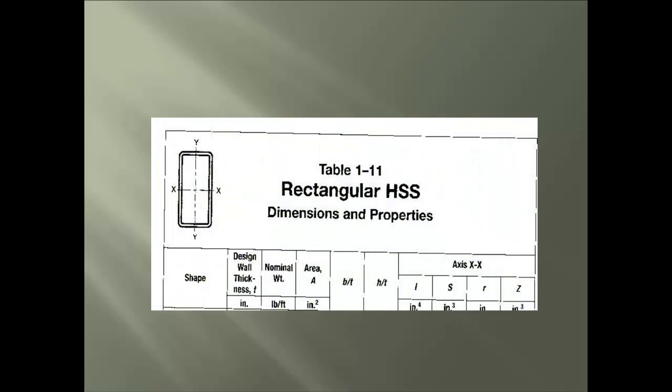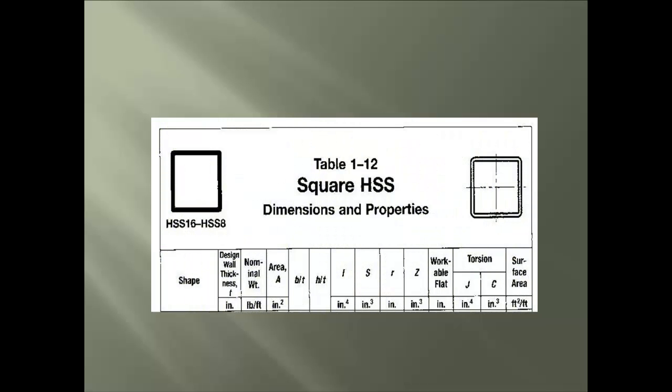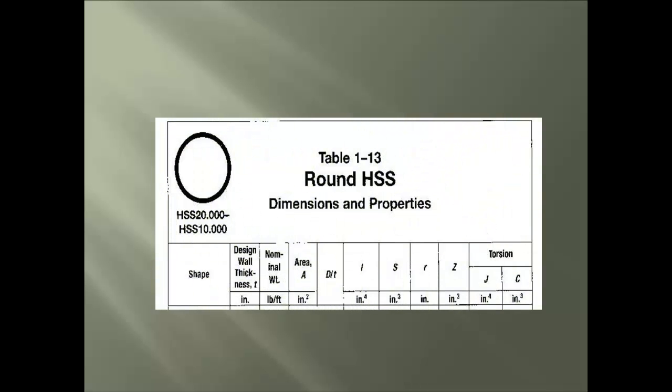We bring an often misunderstood abbreviation to you, which is HSS, which stands for hollow structural sections. And there are three shapes, with the rectangular being the first. Second is the square. And lastly is the round.